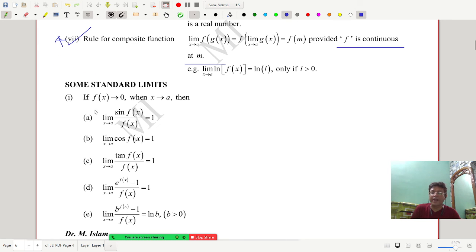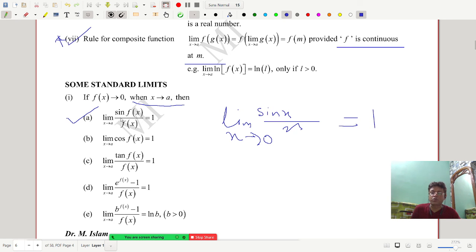And there will be some standard limits. If f(x) tends to 0 when x tends to a, limit x tends to a of sin f(x) by f(x) equals 1. And in the special case it will be limit x tends to 0 of sin x by x, the particular case, equal to 1. There are some standard limits.